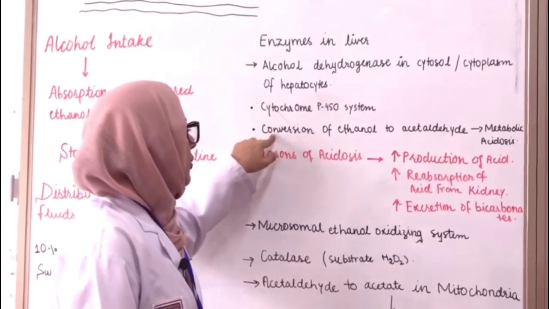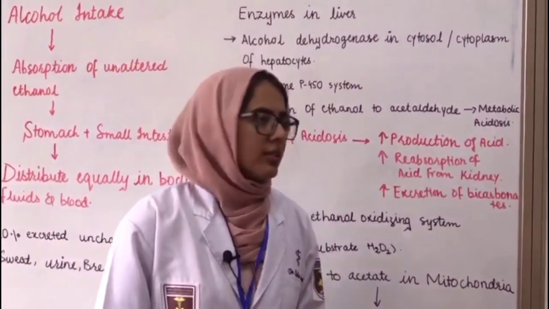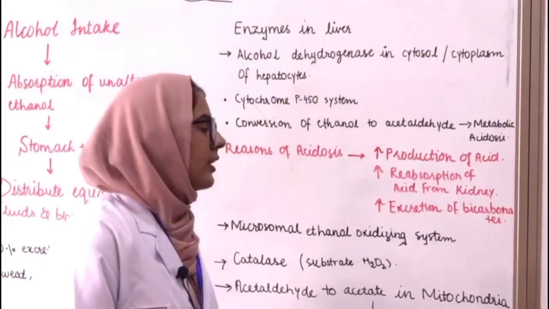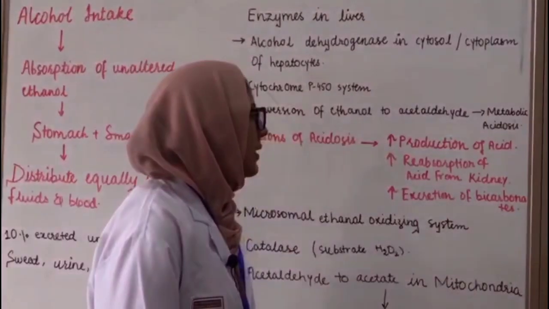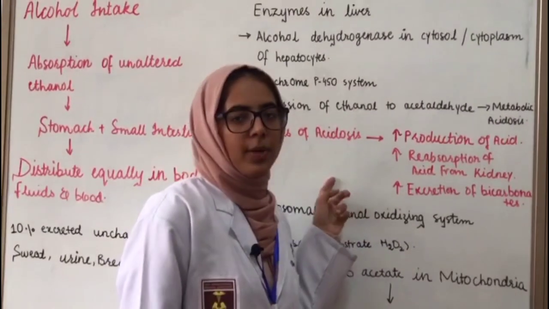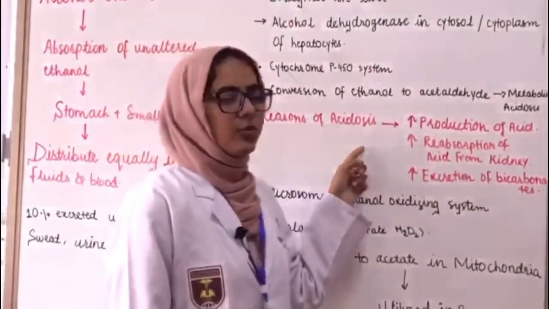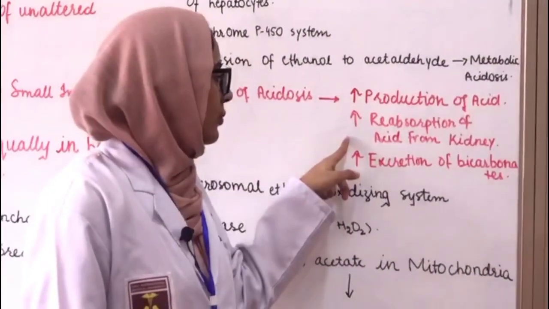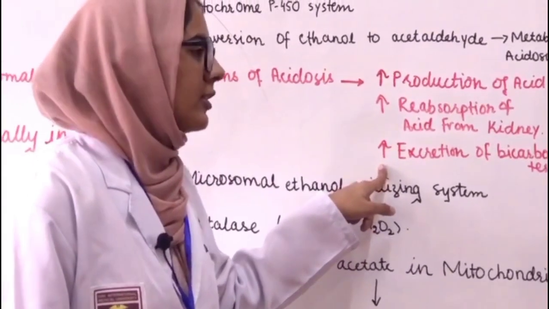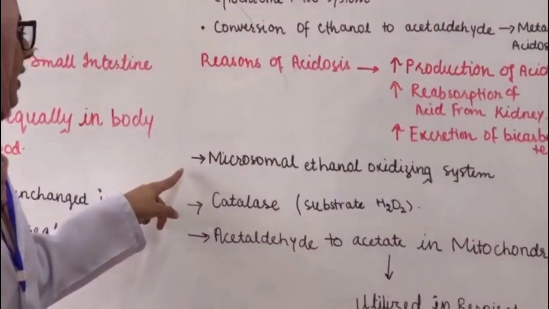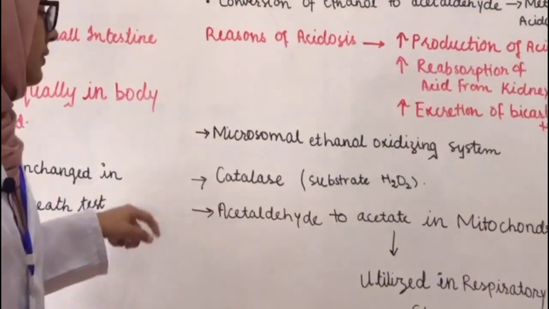There will be a conversion of ethanol to acetaldehyde that will lead to metabolic acidosis. Metabolic acidosis is increased acid and lower pH, which will lead to multiple fat droplets in the hepatocytes. The reasons for the acidosis include increased production of acid, increased reabsorption of acid from the kidney, and increased excretion of bicarbonates.